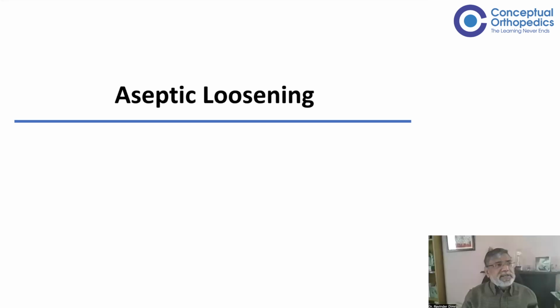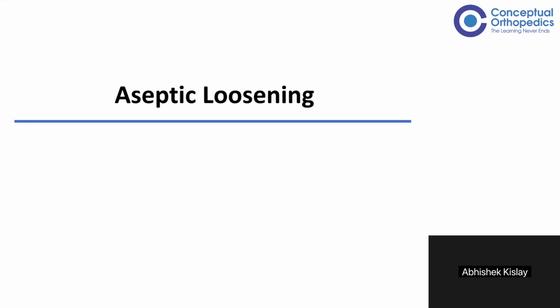Okay. So let's say you've done a hip replacement a month ago, and the patient had a fall with a nasty B2 type periprosthetic fracture, and the prosthesis has sunk. The prosthesis has moved because of the fracture. Will you call that an aseptic loosening, Abhishek?